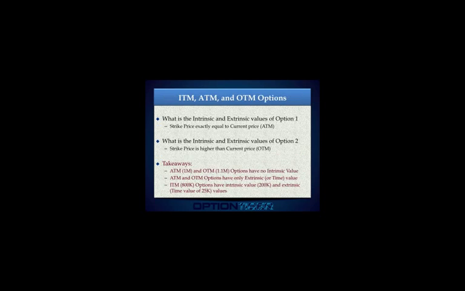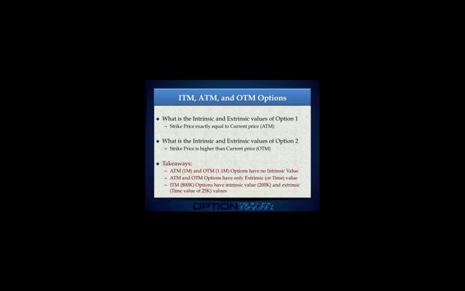So now let's look back at scenarios 1 and 2. What were the intrinsic and extrinsic values of the options in scenarios 1 and 2? In scenario 1, the option was exactly at the money at $1 million and the premium was $25,000. In scenario 2, the option was out of the money and the premium was $10,000. The answer is, in both cases, there is no intrinsic value at all.